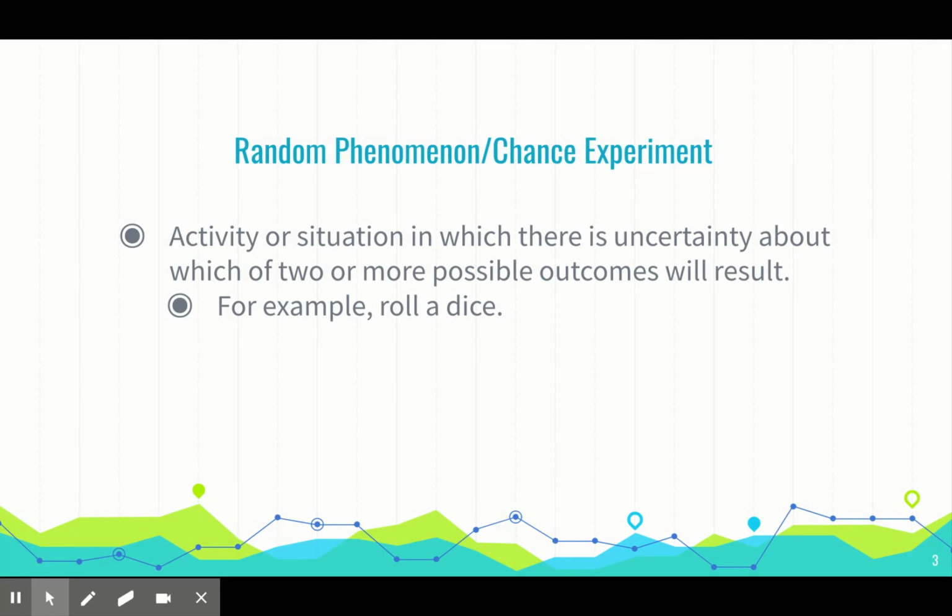Random phenomenon or chance experiment. This is when we have an activity or situation in which there is uncertainty about which of two or more possible outcomes will result. For example, roll a dice. When I roll a dice, I do not know which outcome I will get on my dice. There is some uncertainty there.